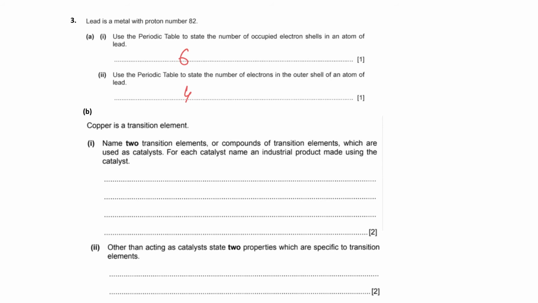Copper is a transition metal. Name two transition elements or compounds which are used as catalysts. So this is something that you have to remember. There are few in your syllabus. I'll mention all of them so you have good revision there. So there is nickel, which is used to do hydrogenation to make margarine. So we make it from vegetable oil.